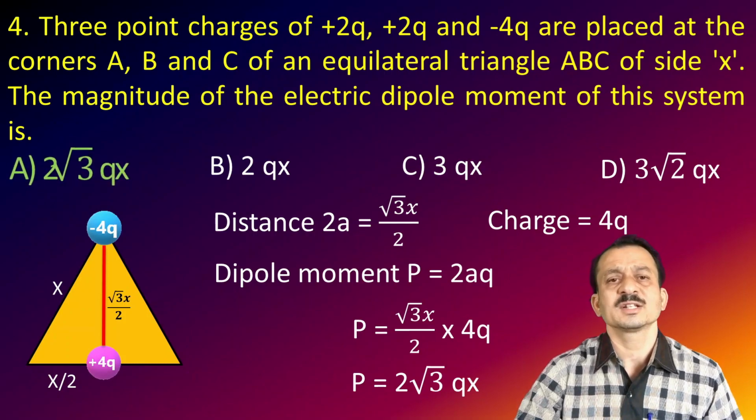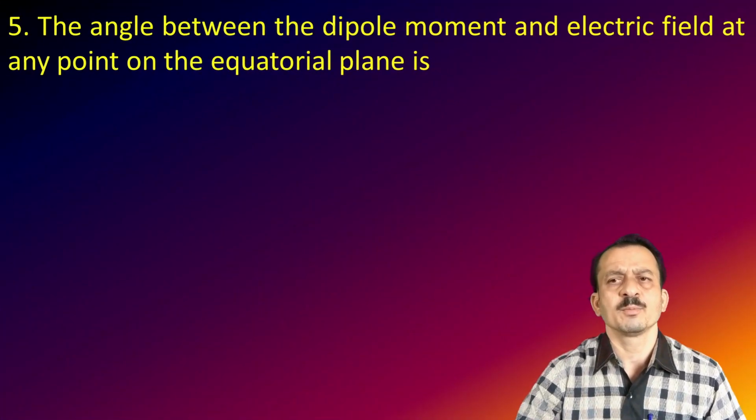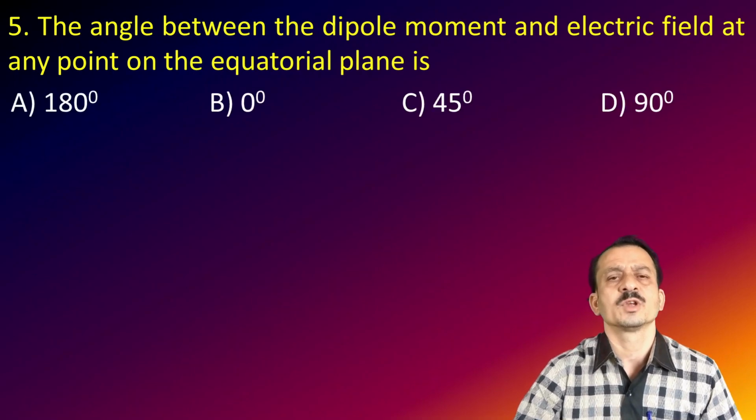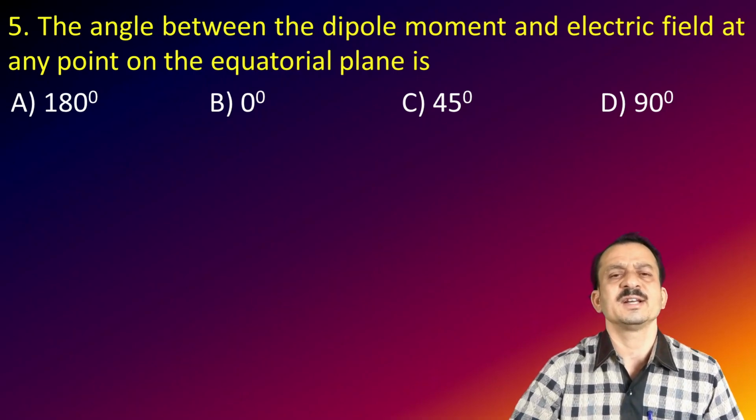Now what is the direction of the dipole moment? We know that it is always from the negative charge towards the positive charge. Move on to the next problem. The angle between the dipole moment and the electric field at any point on the equatorial line is: A, 180 degree; B, 0 degree; C, 45 degree; D, 90 degree.